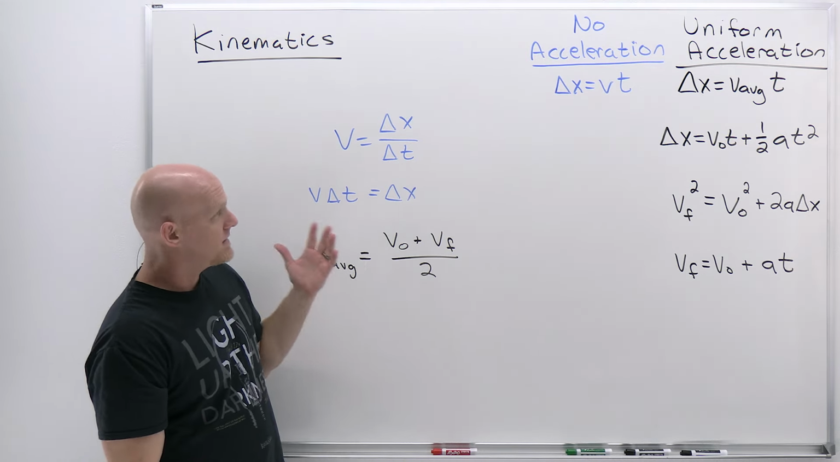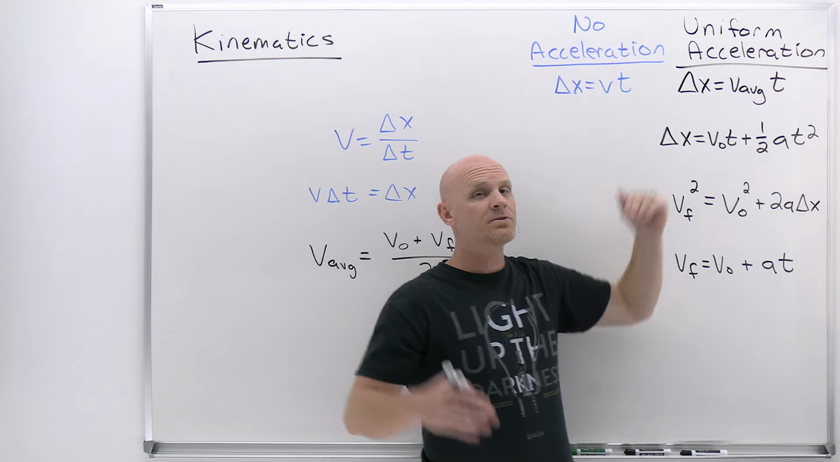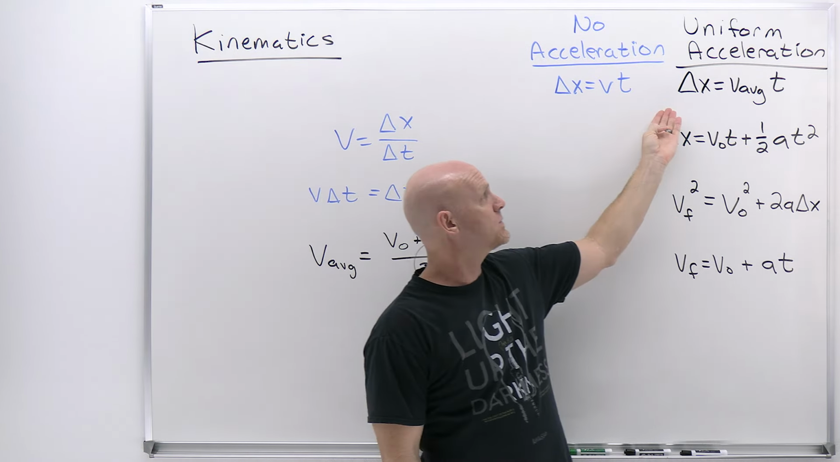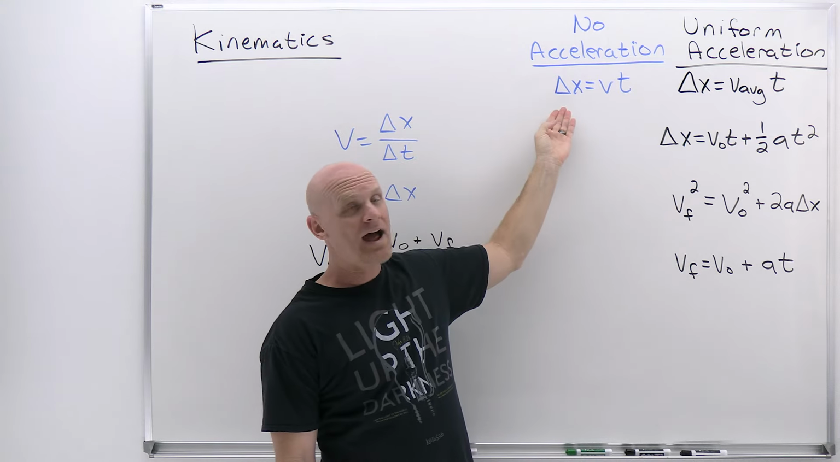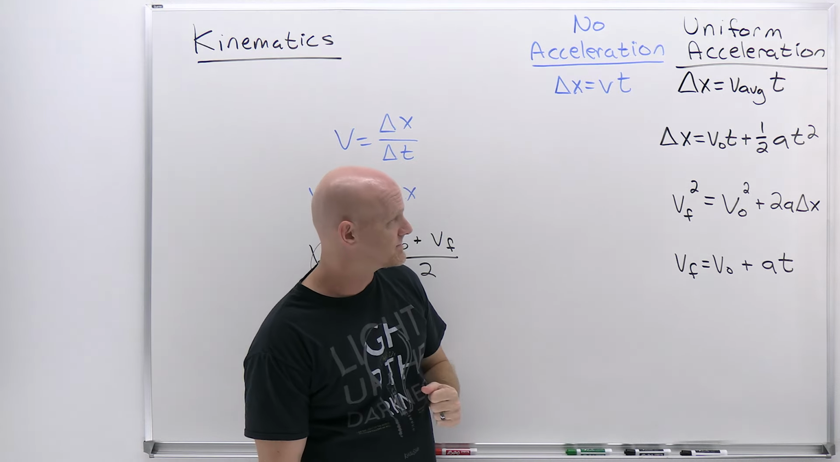All right, so if we can calculate the average velocity because we know both the initial and the final velocities, then we could use this equation, and it would be very analogous to what we're doing with no acceleration.